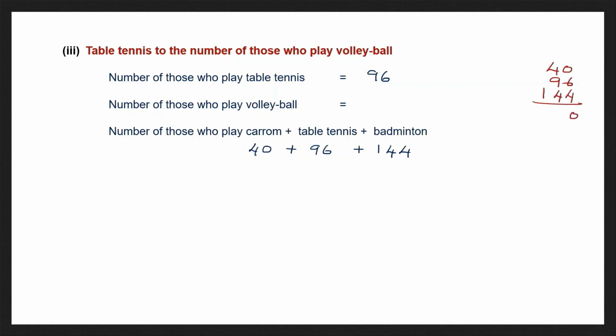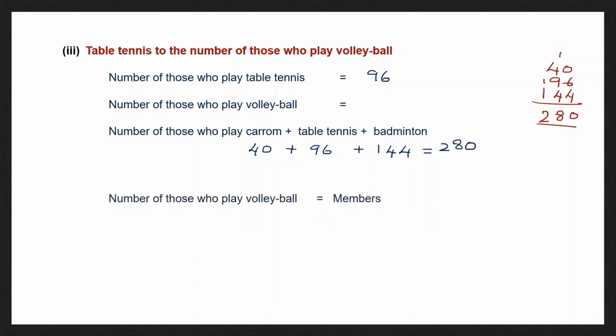6 plus 4 is 10, carry 1. 4 plus 1 is 5. 5 plus 9 is 14. 14 plus 4 is 18, carry 1. 1 plus 1 is 2. 280. So the number of those who play these three games is 280.